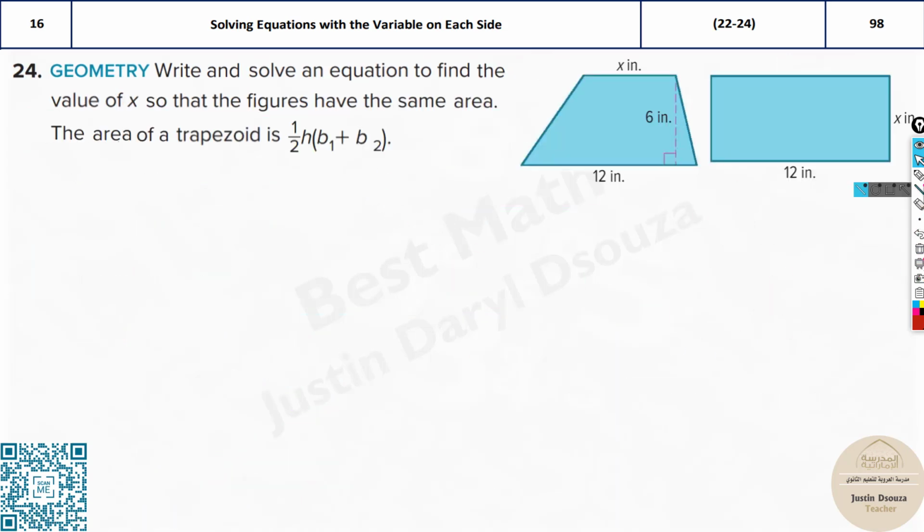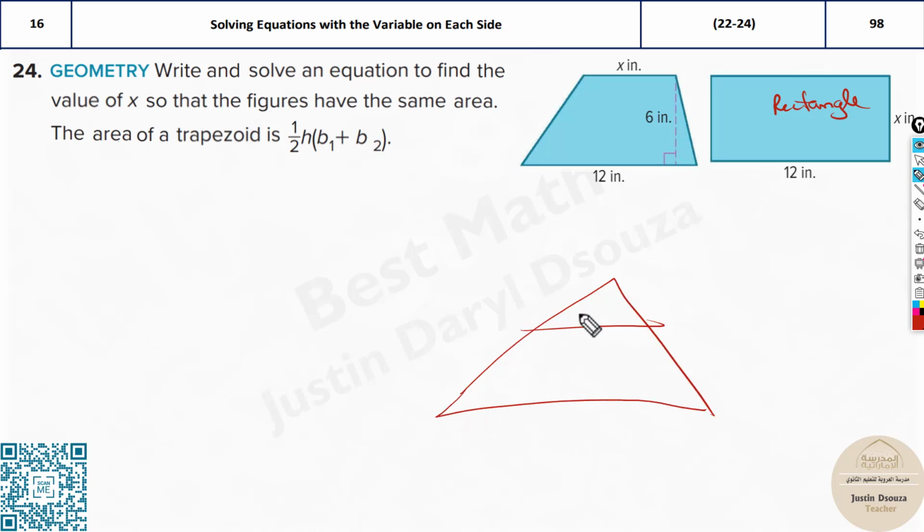Now the last problem in this topic, we have two shapes. This is easy, it's a rectangle. So now what about this other shape? Now if you look over here closely, it looks like a triangle which is cut at the top, right? So it's kind of that shape, and that is called a trapezoid.